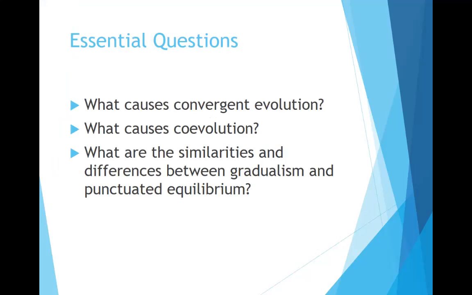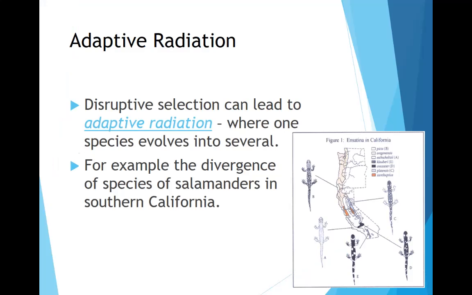Now, before we go ahead and jump into these, I want to review some important terms that we've already covered. The first of these is adaptive radiation. Now, if you remember your modes of natural selection, disruptive or diversifying selection can lead to adaptive radiation, where one species evolves into several. And we had that Edpuzzle video where we showed you the different species of salamander from the Formpicta that was in Northern California and has moved down two different routes into Southern California, one through the Coast Range and one along the Sierra Nevada.